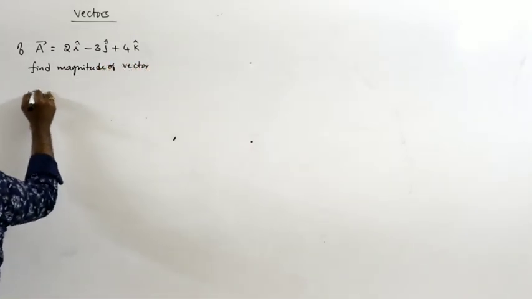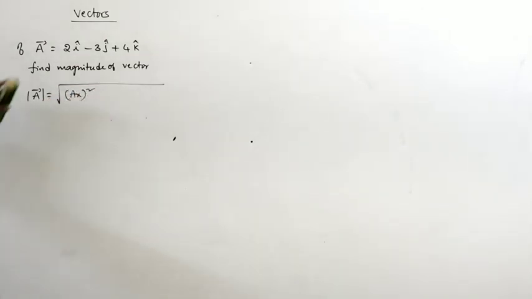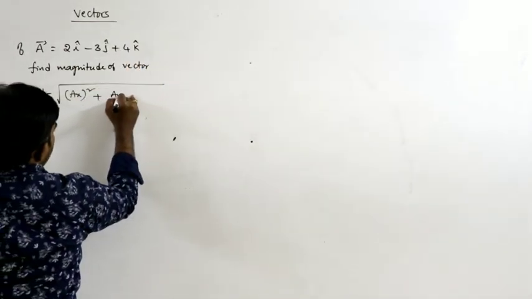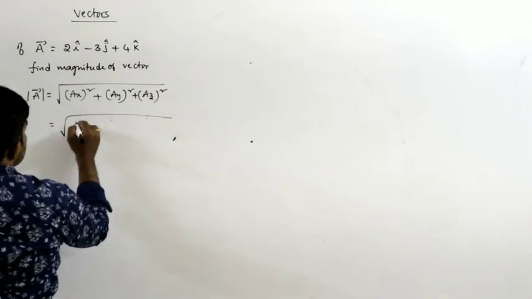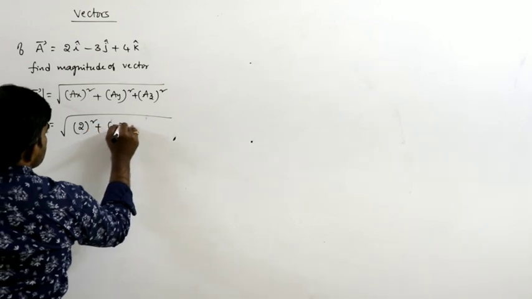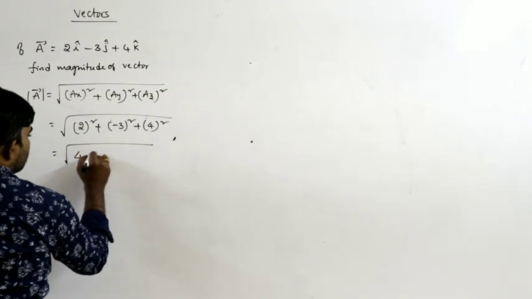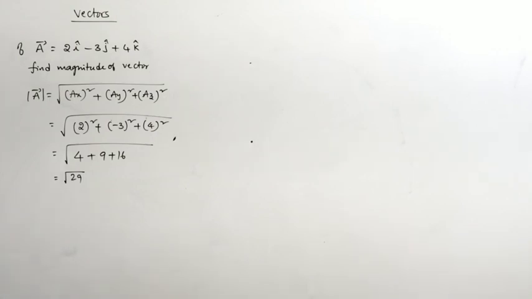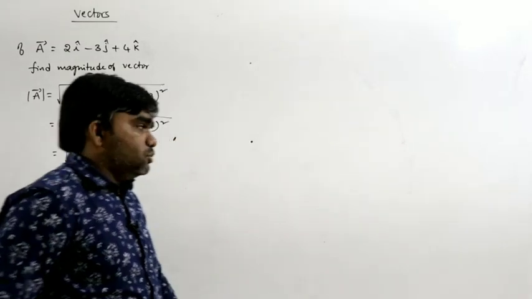That is, magnitude of a bar is equal to, what is the formula? If the vector is in the form of axi plus ayj plus azk, magnitude is under root ax square plus ay square plus az square. So that is under root 2 square plus minus 3 whole square plus 4 square, which equals 4 plus 9 plus 16, so under root 29. That is the magnitude of the vector. This is the way to find out the magnitude.